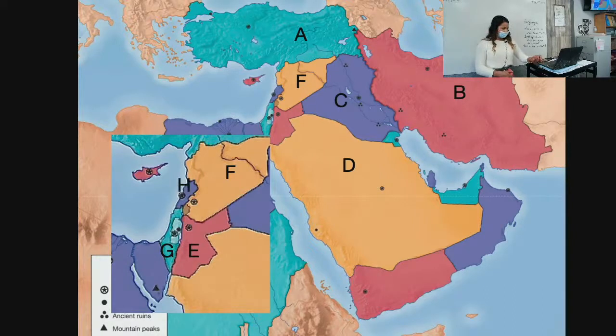Then letter H. Who can tell me what letter H is? Starts with an L. Cameron? Lebanon. Okay, Lebanon. That is the country where letter H is.